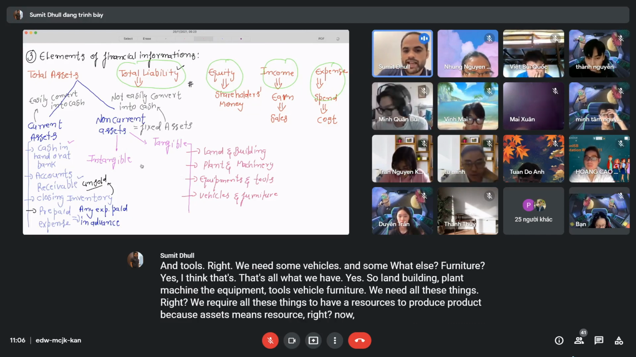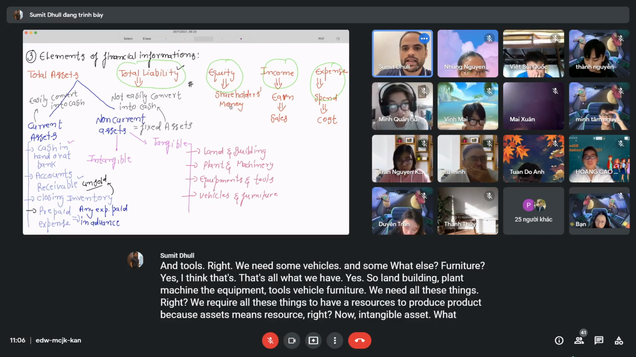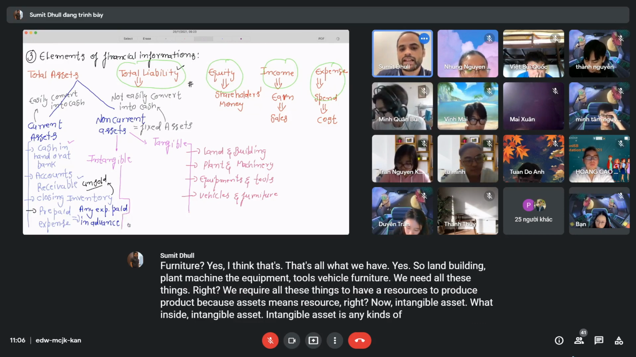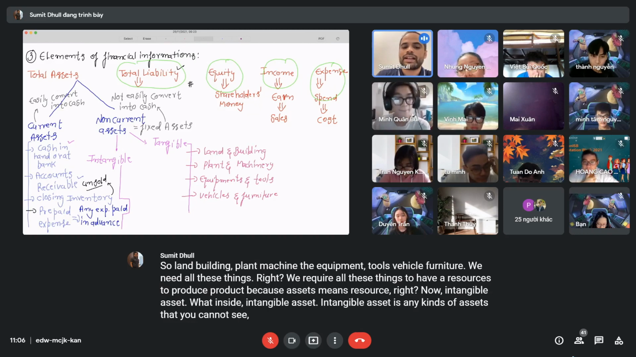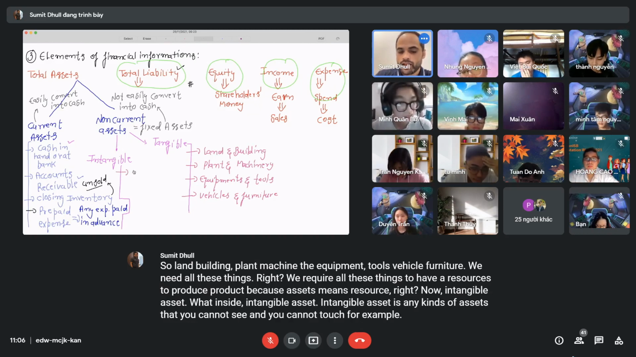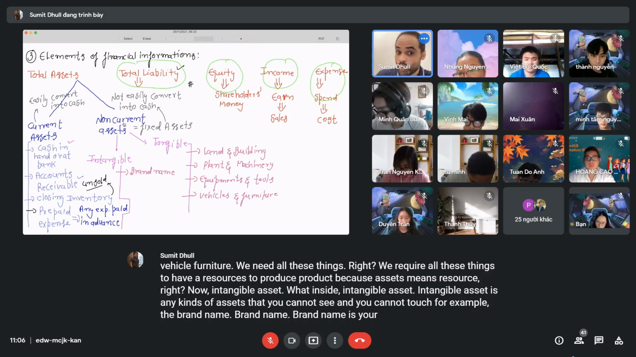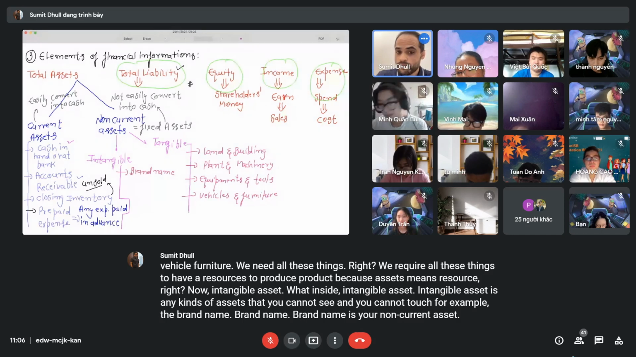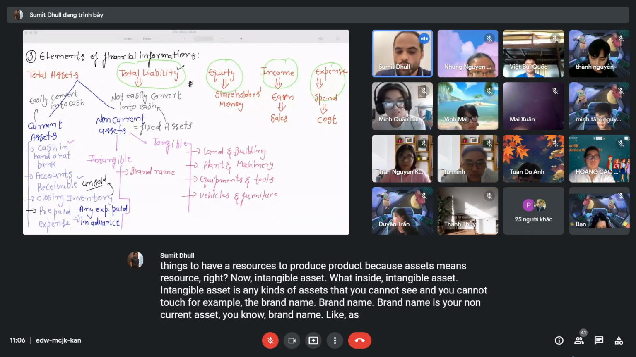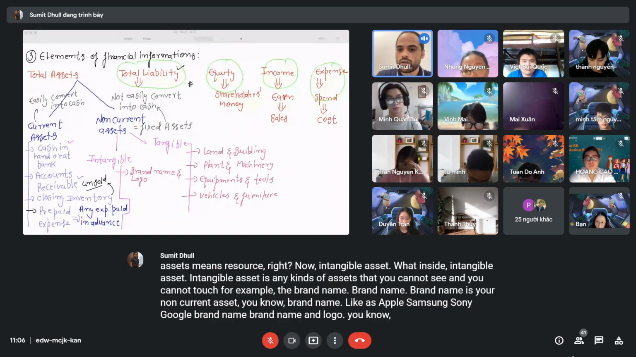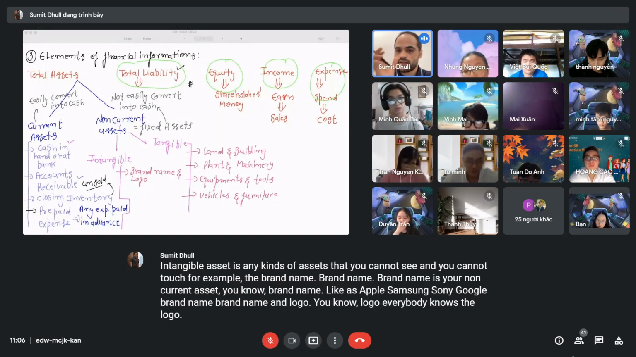Now, intangible asset. What is inside intangible asset? Intangible asset is any kind of asset that you cannot see and you cannot touch. For example, the brand name. Brand name is your non-current asset. You know brand names like Apple, Samsung, Sony, Google. Brand name and logo. You know logo? Everybody knows the logo. Logo is the sign, your brand sign.